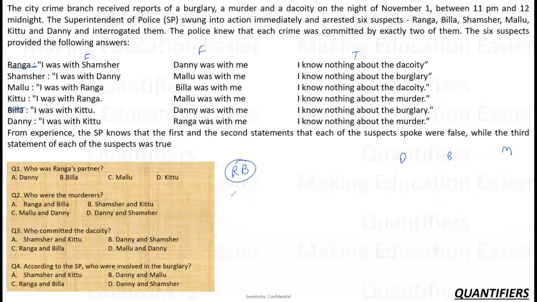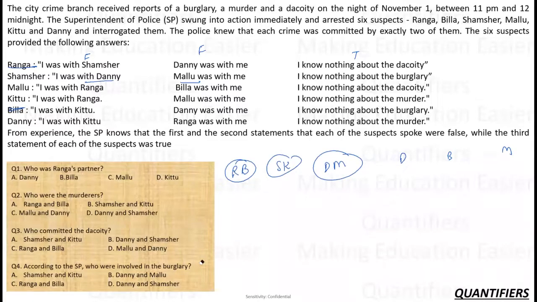इफ आई टॉक अबाउट शमशेर, शमशेर डैनी के साथ नहीं हो सकता, मल्लू के साथ नहीं हो सकता, बिकॉज आई वॉज विद डैनी, मल्लू वॉज विद मी. तो अब वो डी के साथ भी नहीं हो सकता और एम के साथ भी नहीं हो सकता. तो बचा क्या उसके लिए? के ही बचा. एस एंड के आर अ पेयर, which means D and M are a pair. ये तो मेरा सेट यहीं पे खत्म हो गया.